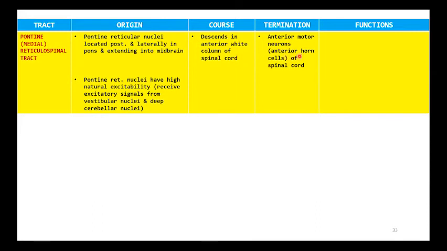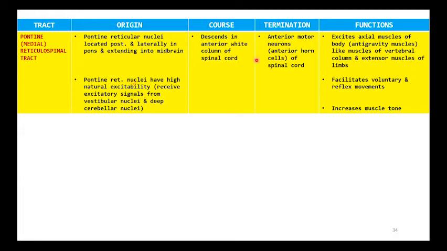So the final destination is the same, anterior horn cells or the anterior motor neurons. As we have discussed, pontine reticular nuclei are excitatory in nature. That is the reason the functions are excitation of the muscles, excitation of the axial muscles, especially the anti-gravity muscles.